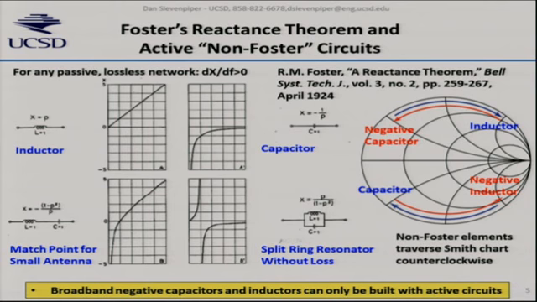Now, if you add in a little loss, of course, this curve doesn't go up to infinity and come back. You can get a negative slope by adding loss, whether that's radiative loss or resistive loss or whatever.